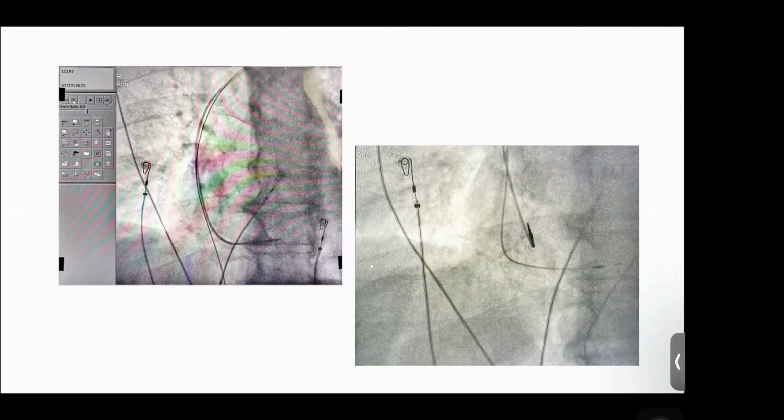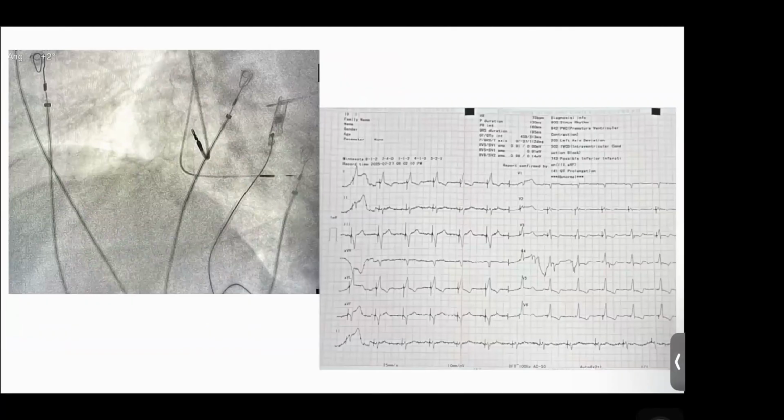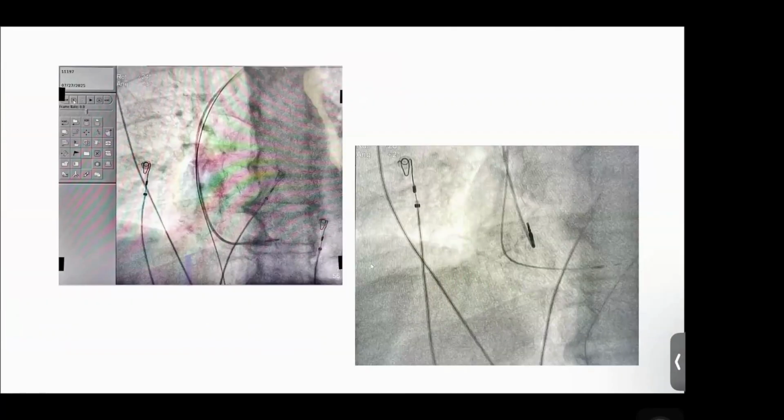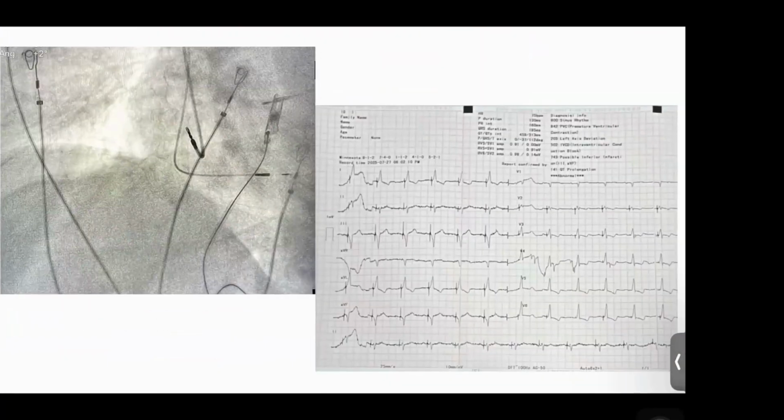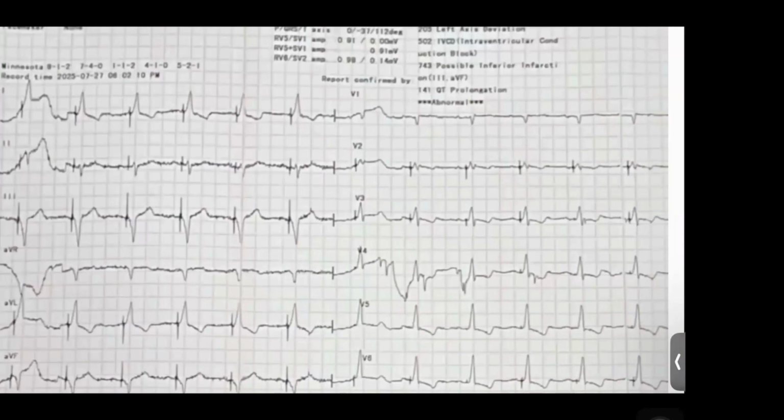We don't see the LAO view. Oh, yeah, no, we can see it. Here, you see an LAO view. But this is the final after the atrial lead position. Yes. And the final ECG, it is perfect.